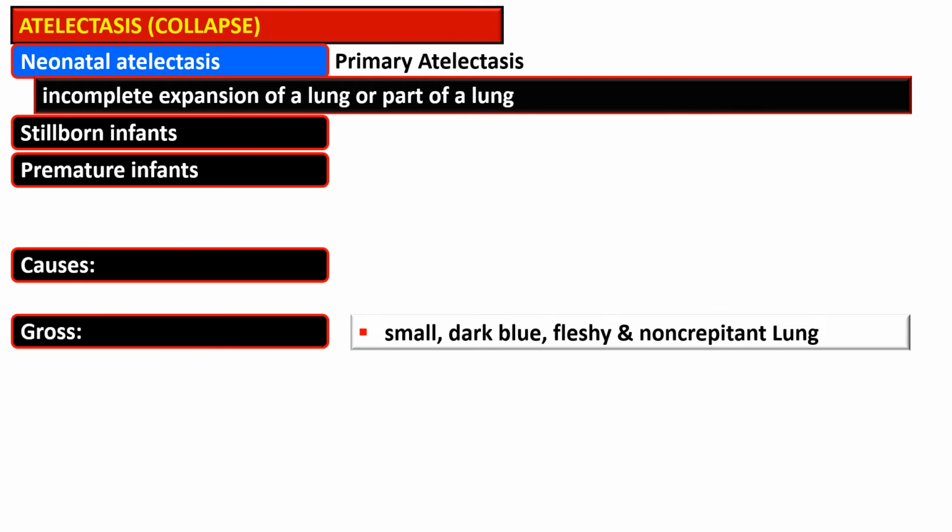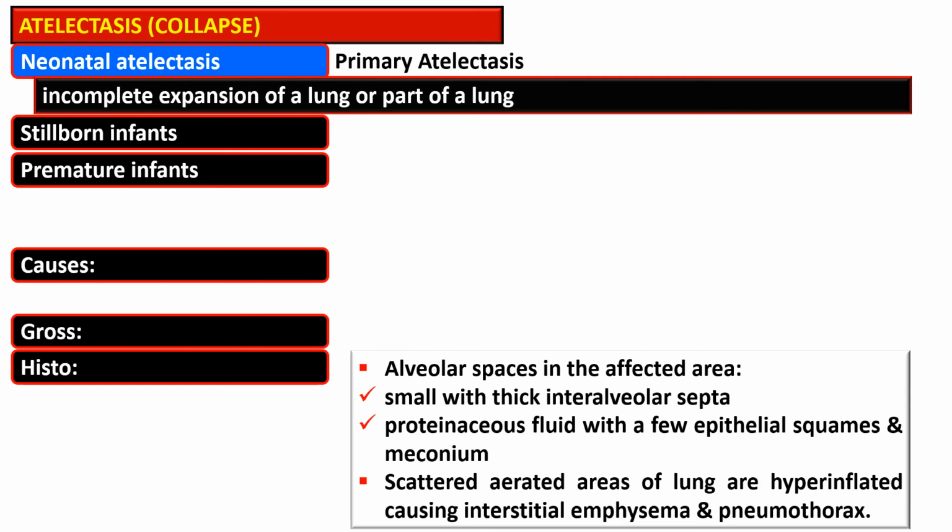Grossly, the lungs are small, dark blue, fleshy, and non-crepitant, while histologically it is characterized by small alveolar spaces in the affected area and thick interalveolar septa, and it contains proteinaceous fluid with a few epithelial squames and meconium. There are scattered aerated areas of the lung that are hyperinflated, which cause interstitial emphysema and pneumothorax.